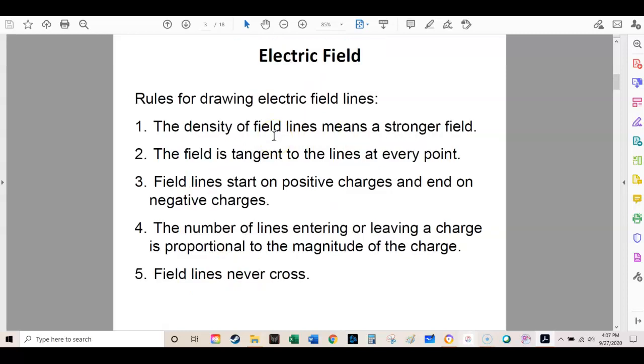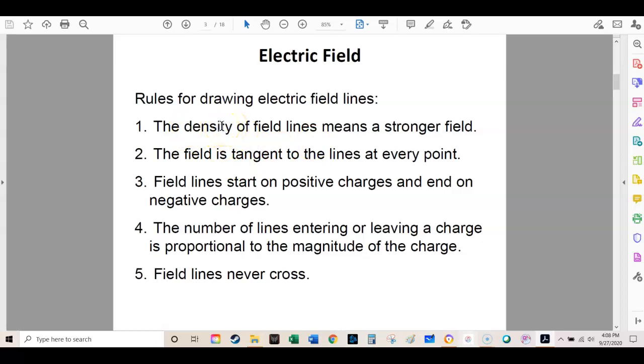Right. So here are the basics of the electric fields. And these are the overall rules for drawing the electric fields. We'll talk about these also as we're doing problems. We'll talk about the first one: the density of field lines means a stronger field. That means when you have electric field lines close together, the electric field is going to be at its strongest at those points. When they're further away, they're going to be weakest.